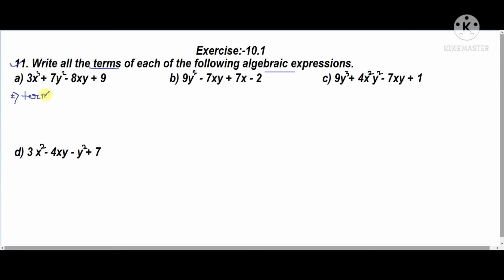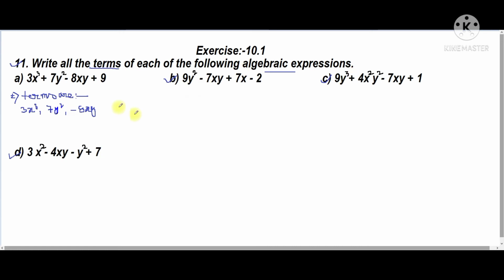So the terms are 3x cube, comma, 7y square, and here minus 8xy, comma, and then comma 9. Similarly, b, c, d you can do, because you need to write only the terms. How many terms are there? These terms you need to write here.